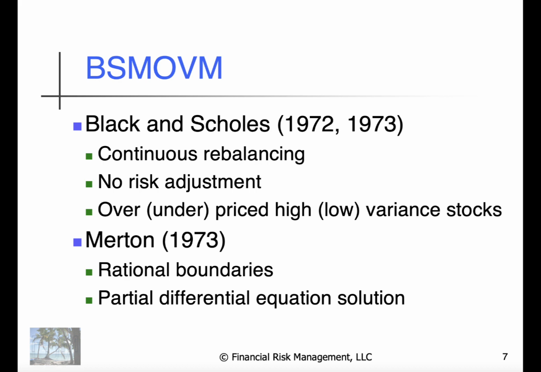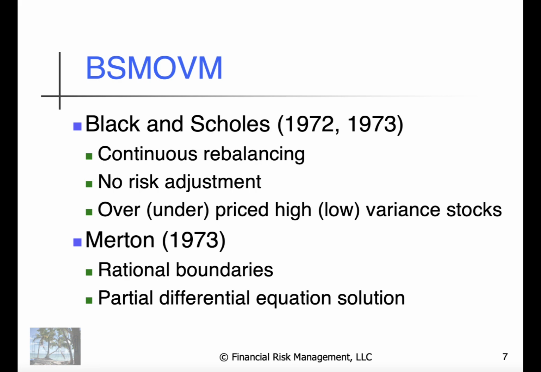1972, 1973, Black and Scholes published a couple papers. Their 72 paper was actually an empirical study of their 73 model. They introduced continuous rebalancing, did not require risk adjustment, which some of the earlier models we covered did. But they noted some overpriced high variance stocks and underpriced low variance stocks. Interestingly, the ABM model could have possibly performed much better in their empirical test had they tested it.